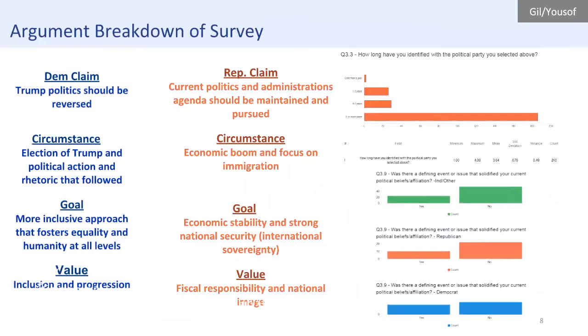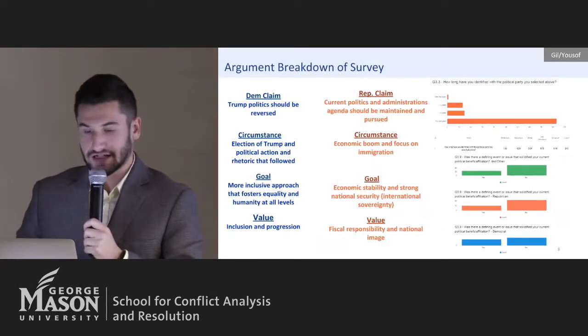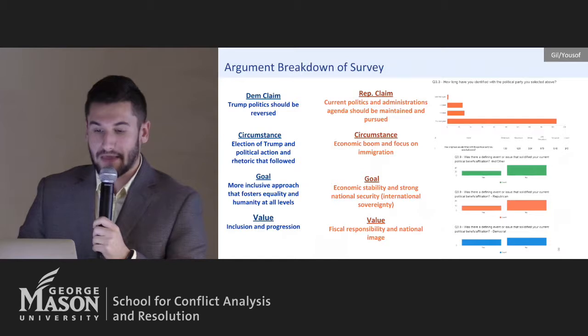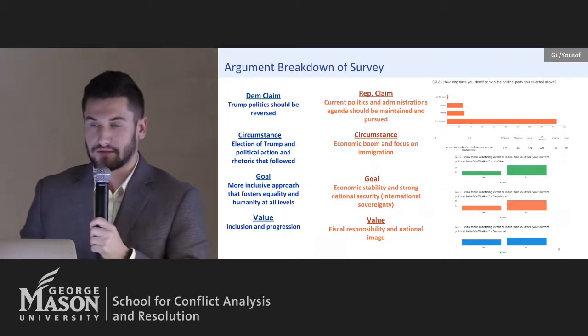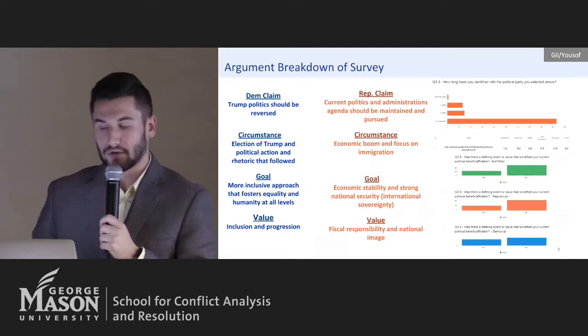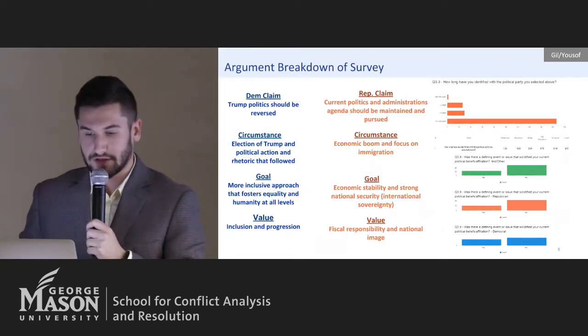The circumstances that brought about these feelings were the election of Trump and the controversial, or unexpected, defeat of Hillary, and the political action and rhetoric that follows. They don't appreciate the way that he presents himself around the world, and his rhetoric, especially on social media, has caused a lot of issues.